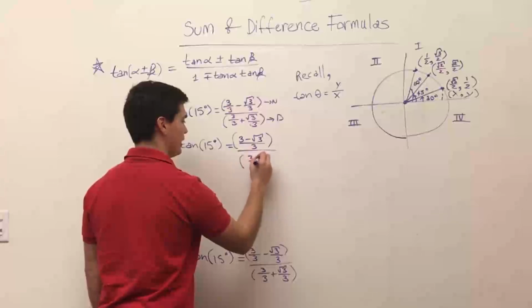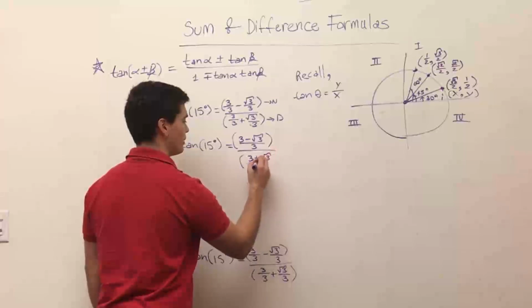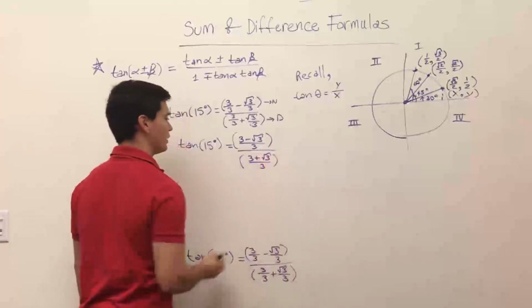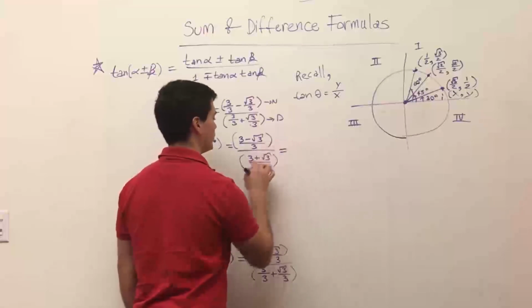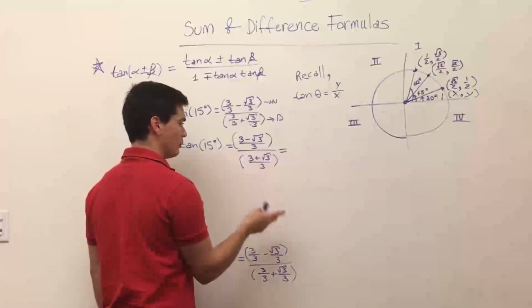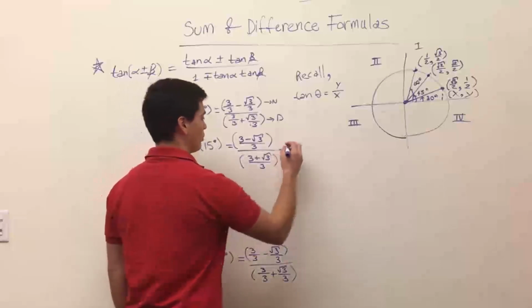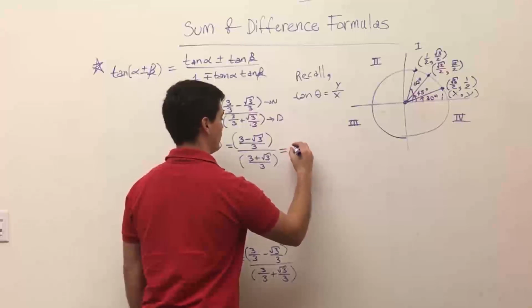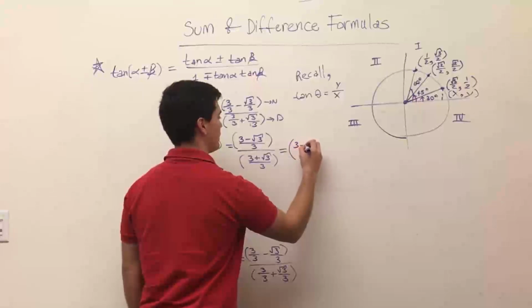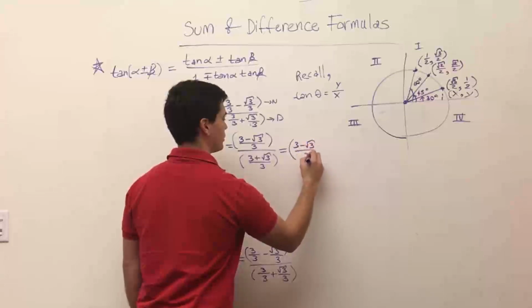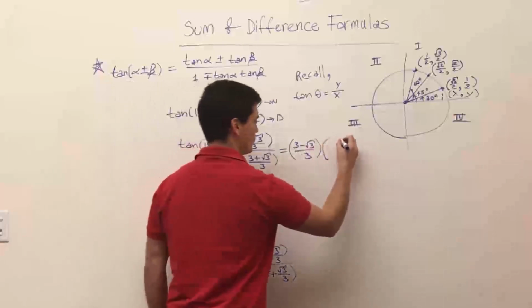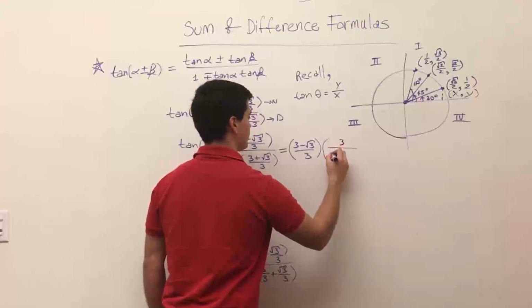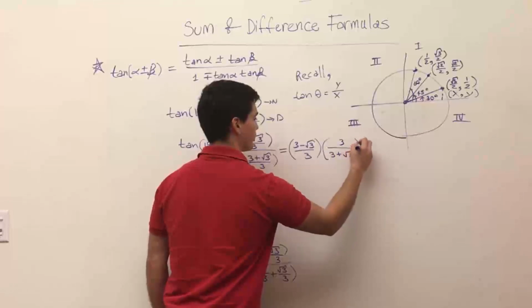Okay, so I will have the same expression here on the bottom, except with a positive sign. And again, we apply the same rule that we did earlier, where we have a fraction on the denominator, so we multiply the numerator by the reciprocal of the denominator. So I have 3 minus root 3 over 3. Multiply by the reciprocal of this expression, which is simply 3 over 3 plus square root of 3.